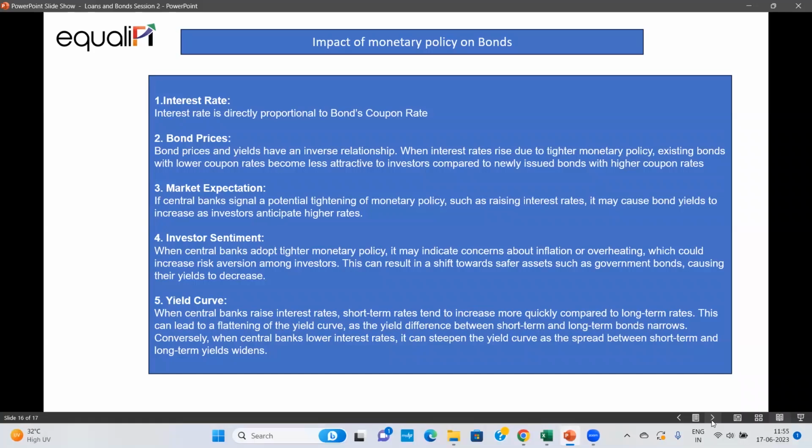Next is bond price and yields have an inverse relationship. So that we have seen multiple times. With multiple examples, we have shown you that yes, bond prices and yields have an inverse relationship. When the interest rate rises due to tighter monetary policy, existing bonds with lower coupon rates become less attractive to investors compared to newly issued bonds with higher coupon rates. So obviously we have seen that with the increase of interest rate, the bond price falls, that is the inverse relationship.